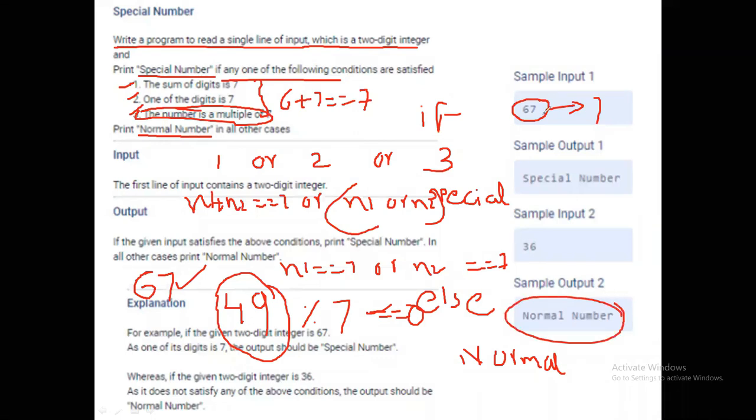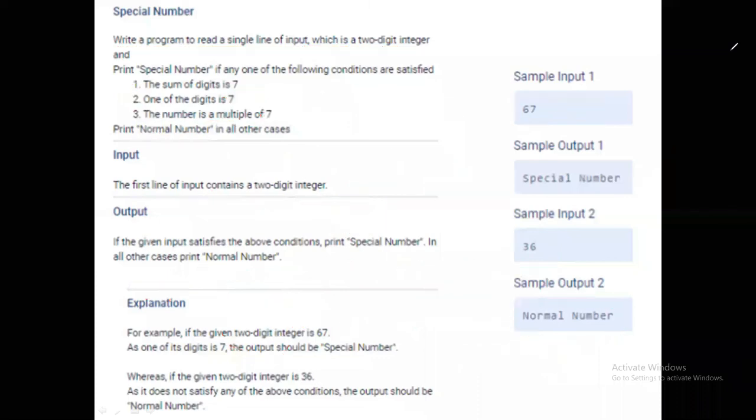Here 67 satisfies the second condition, one of the digits is 7, so we print special number as output. Similarly, 36 does not satisfy any of these three conditions, so it prints normal number as output. Now we are going to execute this program.